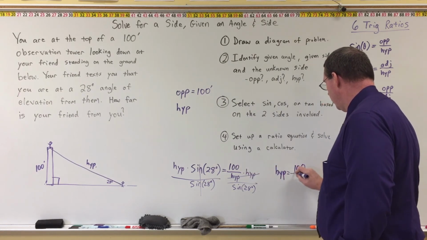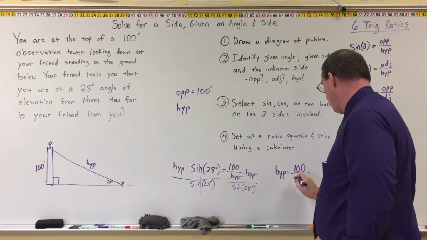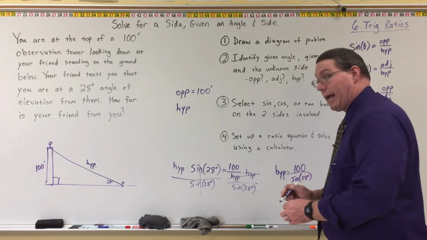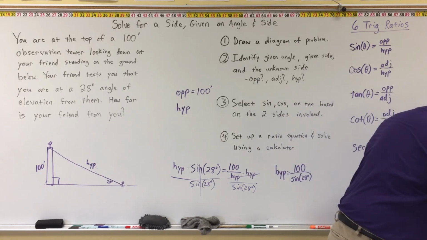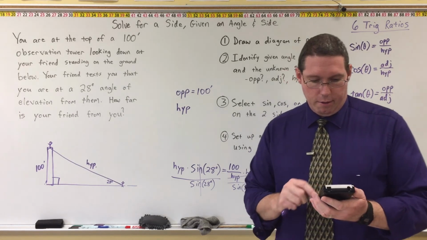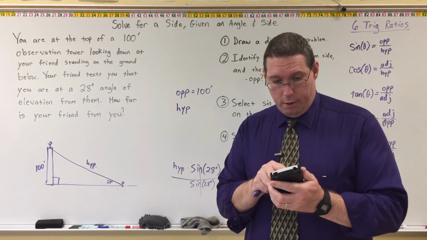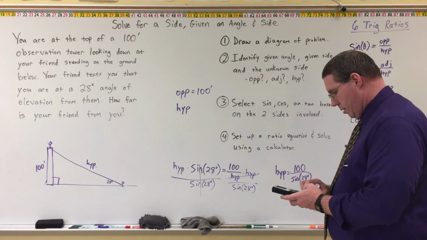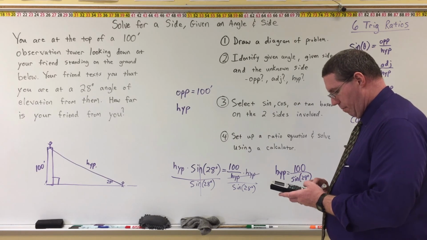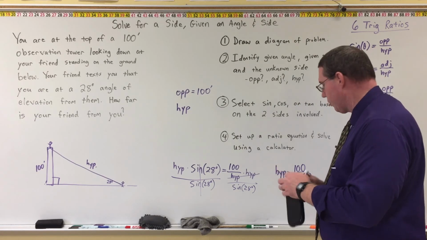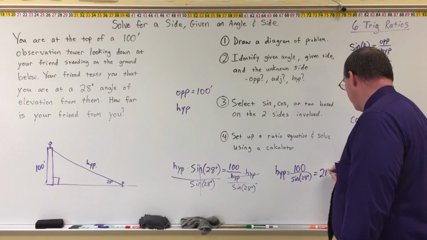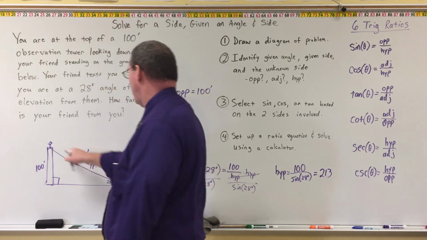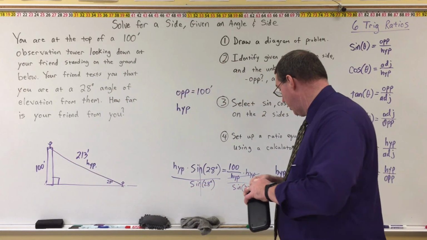100 divided by sine of 28 degrees, which we can just enter into a calculator. So let's grab the graphing calculator this time. Like I said, it's in degree mode. All right, and so I'm going to key in 100 divided by sine of 28, close parenthesis, press enter, and I get 213. So your friend is 213 feet away from you in this particular situation.